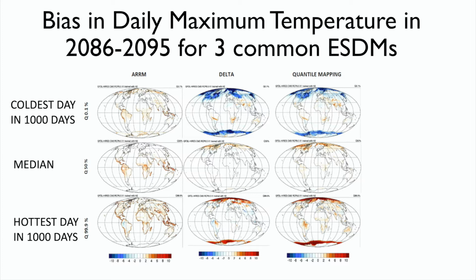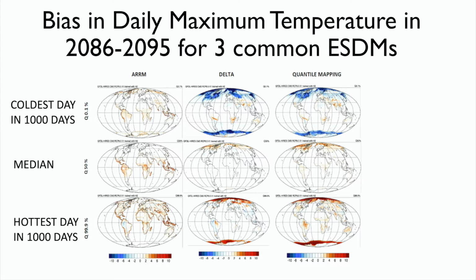And if there is no color on the map, it means that you get the same answer using the statistical model as you do using the fully coupled dynamical 25-kilometer model. Isn't that amazing? If there's blue on the map, it means that the downscaling model is too cool. If there's red, it means that it's too hot.